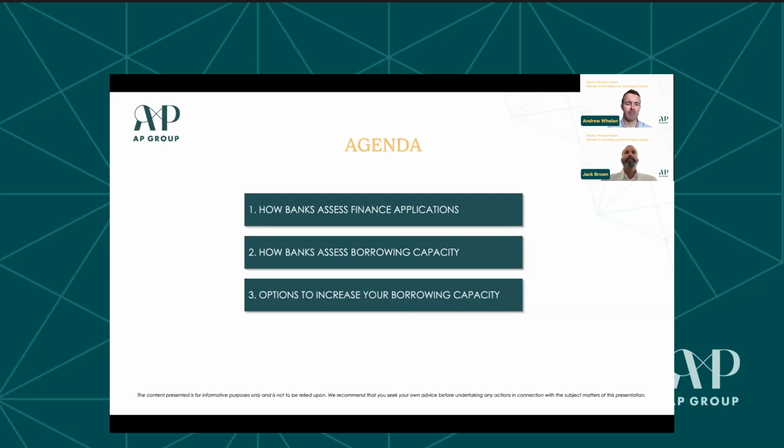So the first is a recap from episode 1, where we'll have a look at how banks assess finance applications. The second, again, is a bit of a recap on how banks assess borrowing capacity specifically. And then third is really the meat of the session, where we're going to look at what some of those options are to impact borrowing capacity levels.